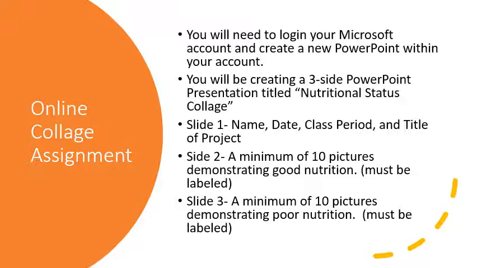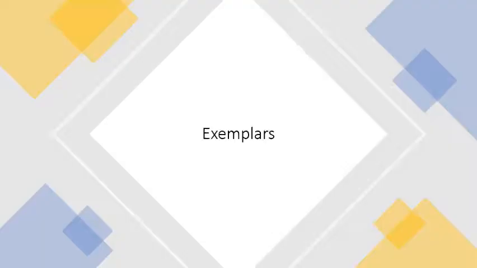On slide 1, you should have your name, date, class period, and the title of the project. The title of our project is called Nutritional Status Collage. On slide 2, you must have a minimum of 10 pictures demonstrating good nutrition. They must be labeled. For your convenience, I have added an exemplar so that you can see what your nutritional collage could look like.